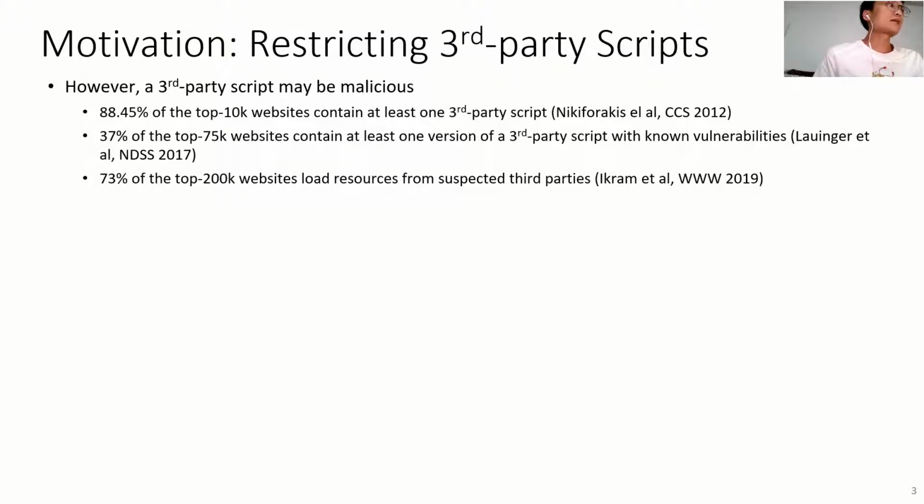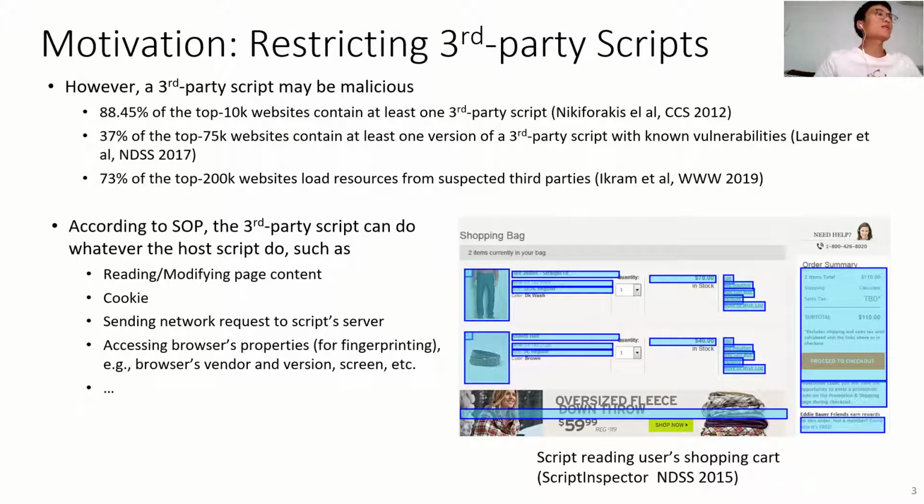Some existing works have analyzed the security threat. For instance, in 2017, researchers found that nearly 37% of the top 75,000 websites contain at least one version of third-party scripts with known vulnerabilities. So once a web page introduces a malicious script, the malicious script can do whatever the host script can do according to the current browser security policy, such as accessing page content, cookies, network resources, and browser properties.